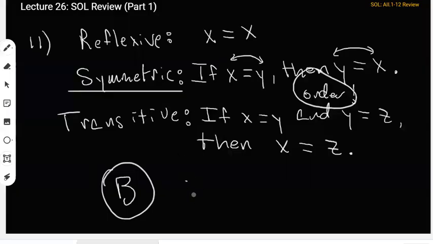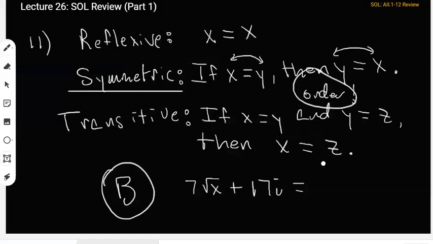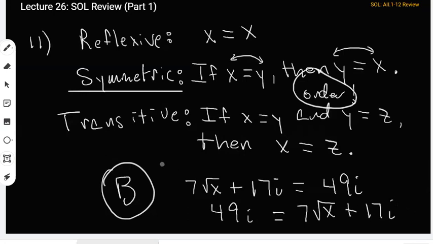So 7 square root of x plus 17i is equal to 49i. So what B is saying is if this one is true, then we can switch the order of the equal sign. We can put the 49i on the left side, and we can take the left side and put it on the right side. These two sides will still be equal. So if this, then that. That's what the symmetric property says. You're just switching the order of both sides.